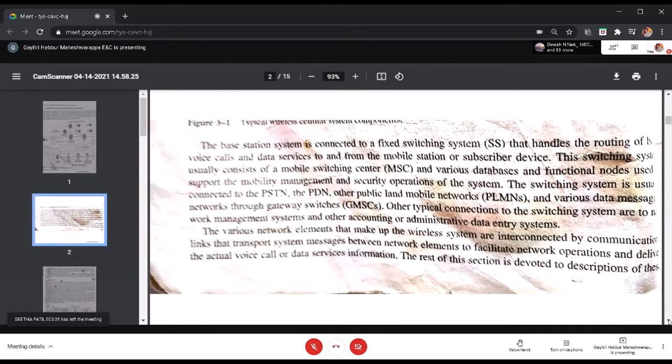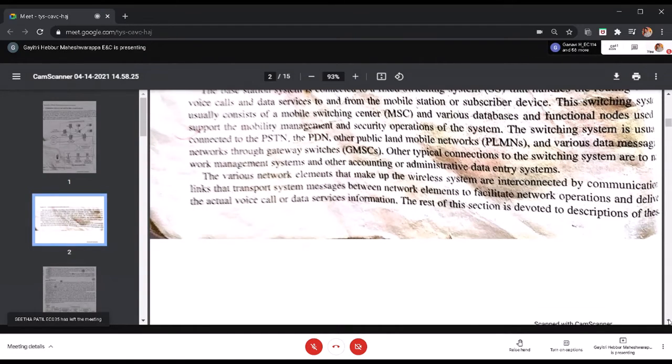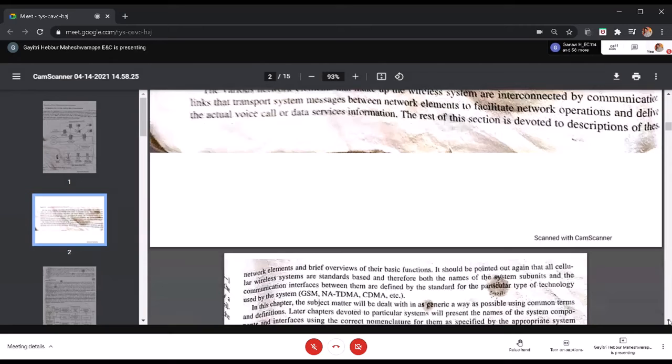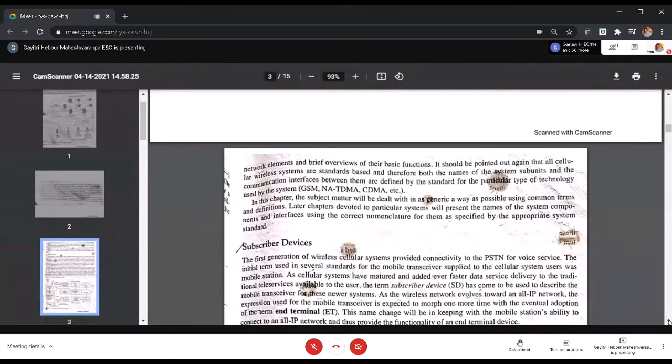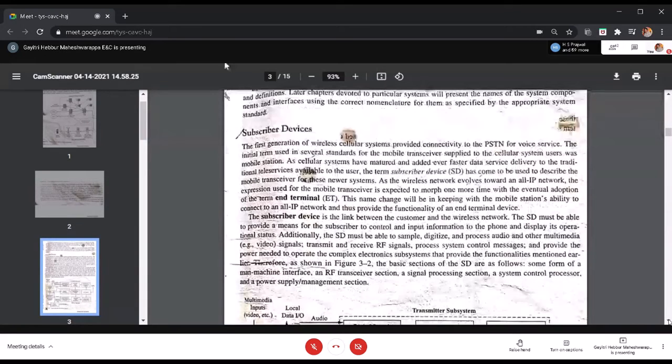Okay, so these are the services provided by the cellular network. So network elements and brief overviews of their basic functions. Okay, so that has to be explained in this particular chapter. So let us see now first component, that is a subscriber device.